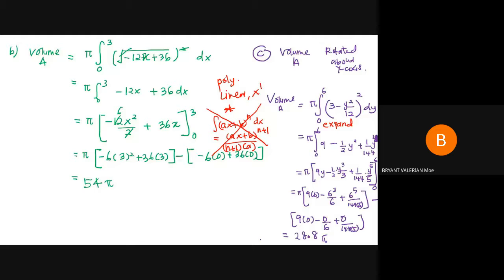Yes, madam. Tadi saya terus darab dengan pi, madam. Oh, okay. Tak payah darab dengan pi. We just leave the answer in terms of pi. Pi ni biarkan saja. Oh, okay, madam. Okay, thank you.